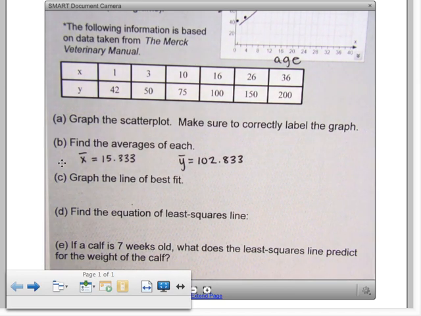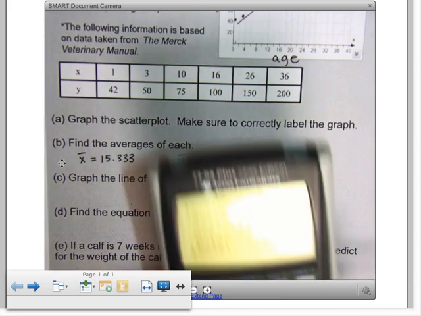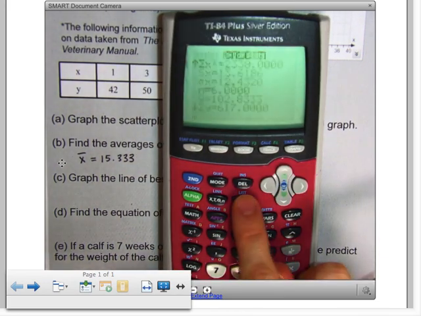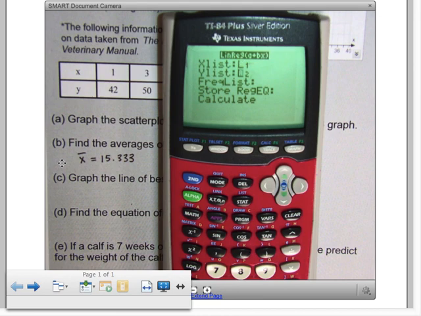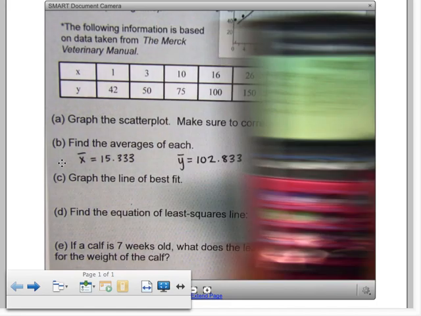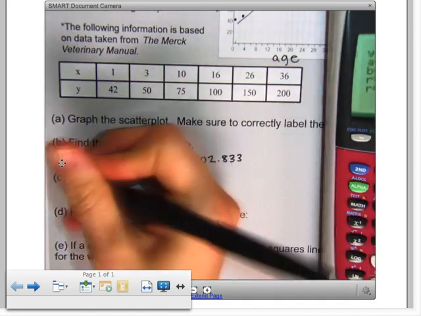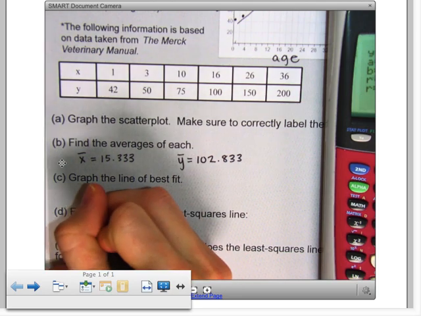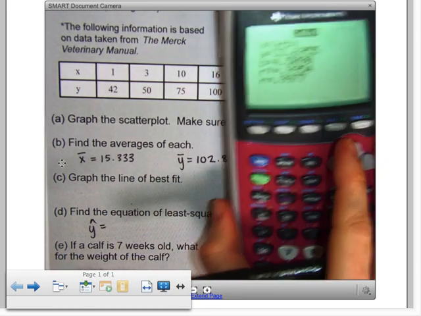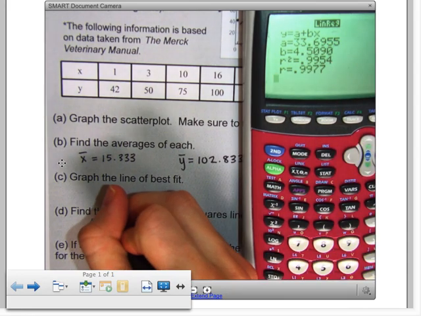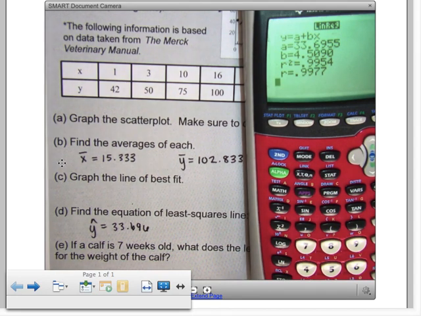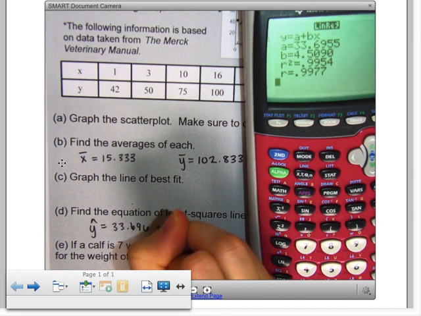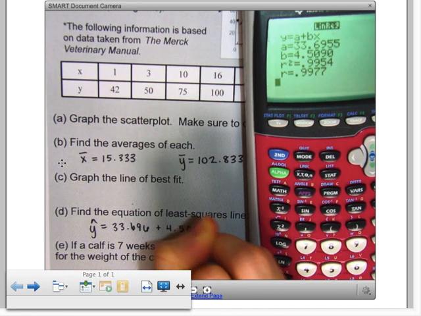No, you're fine. Okay. Okay, so now we need the equation of the least squares line. So if we go to stat, over to calc, remember we're just going to hit number 8, and then either hit enter or scroll down to calculate. Okay, so the least squares line, is y equals A, which is 33.696, I'm going to round to 3 decimal places, plus B, which is 4.509, times X.